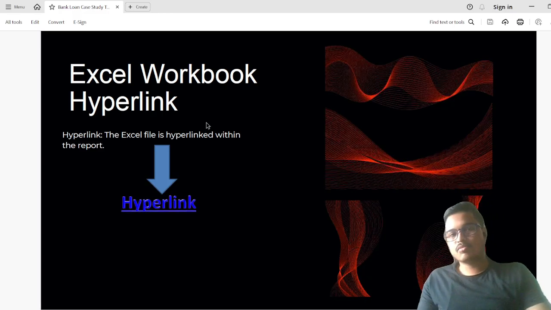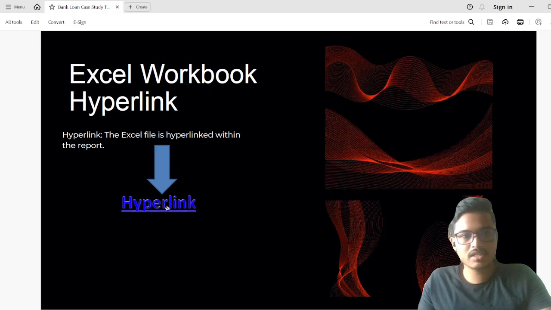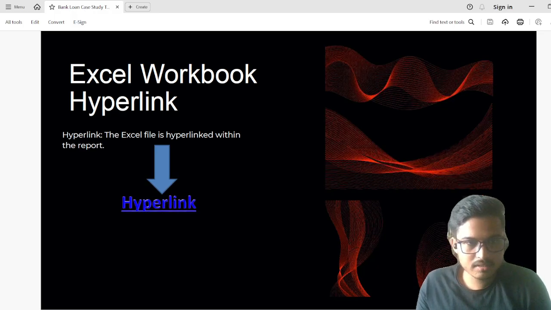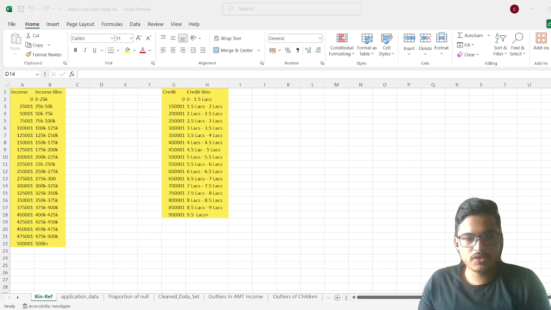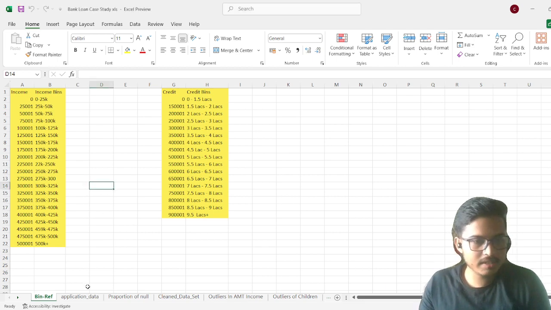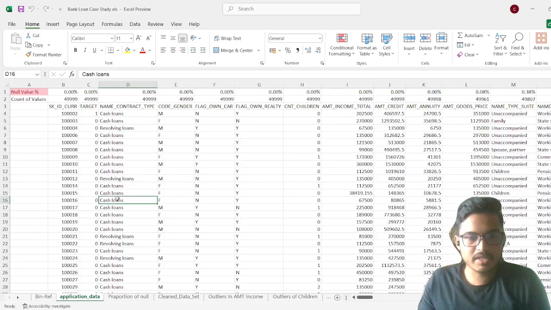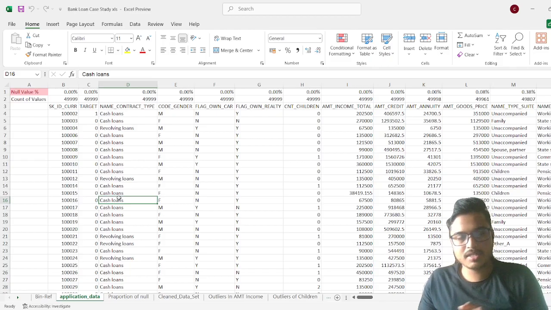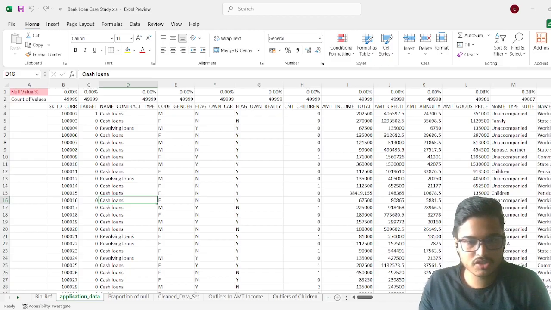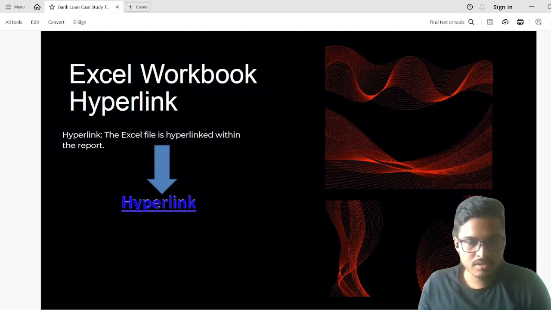This is the Excel workbook hyperlink within this report. If you click on this, it will take you to my Excel sheet, which is this. I will have to show you. Just give me a second. Yes, it will take you to my Excel sheet, with the application data given by Trainity and the steps we have taken. I will be explaining these steps, so stay tuned with me. Okay, let's get started.